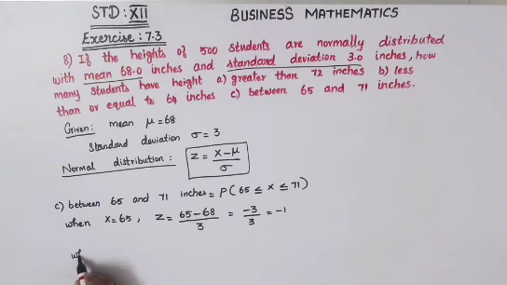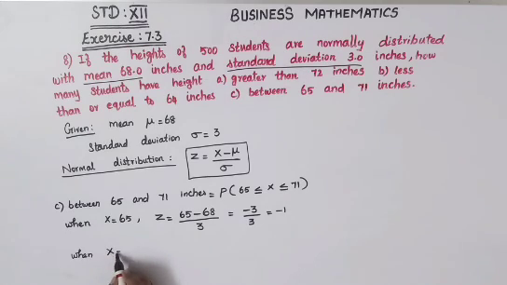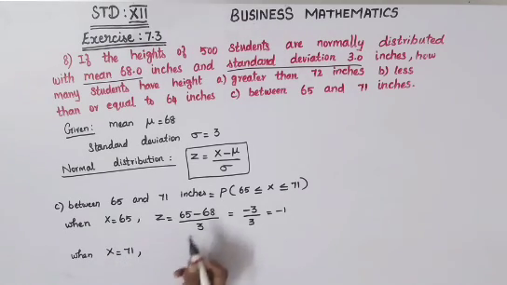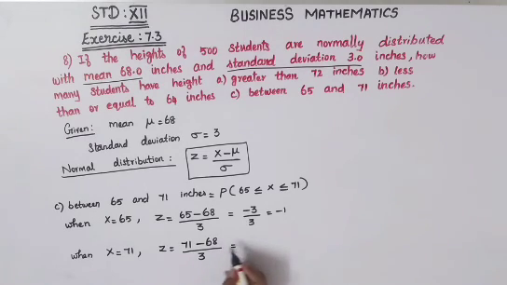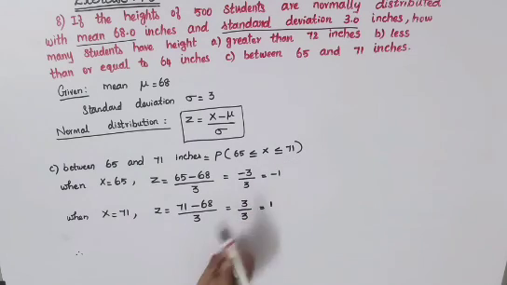Now when X is equal to your next value, that is 71. X is equal to 71. Again substitute in the same formula. Z is equal to 71 minus 68 divided by 3, which is equal to 71 minus 68 will get 3. So 3 divided by 3, which is equal to 1. Therefore, that is from 65 to 71 we'll have to find it.